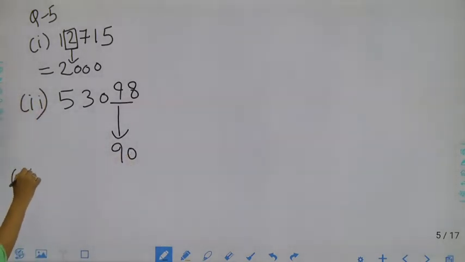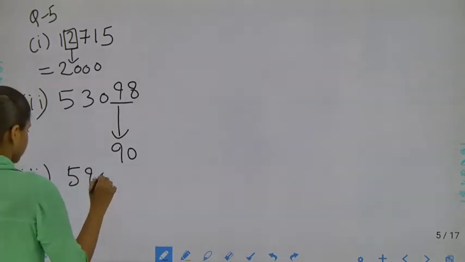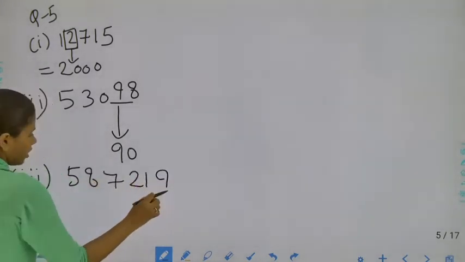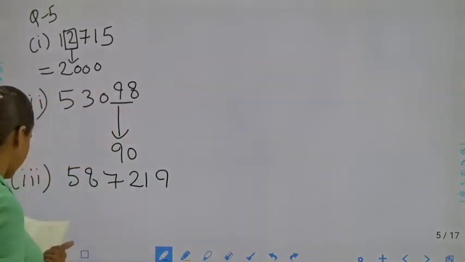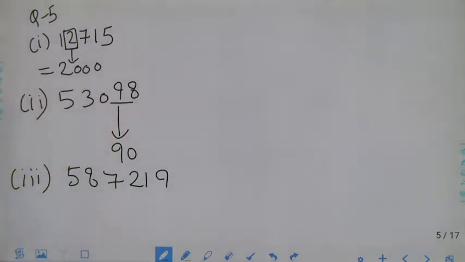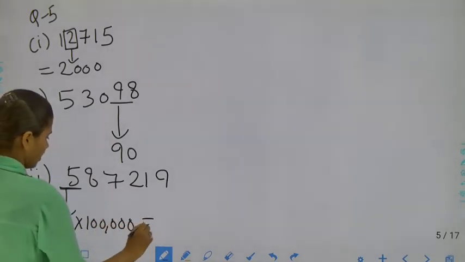Now move to the next part. That is third part. Ones, tens, hundred, thousand, ten thousand and lakh. This is 8,87,219. We have to tell the place value of 5. Ones, tens, hundred, thousand, ten thousand and lakh. 5 into 1 lakh. That is 5 lakh.